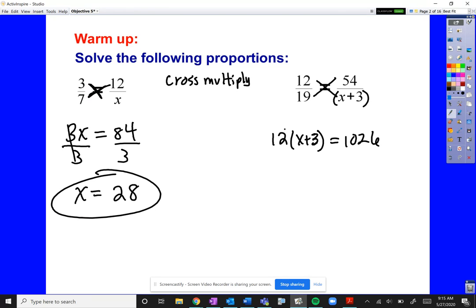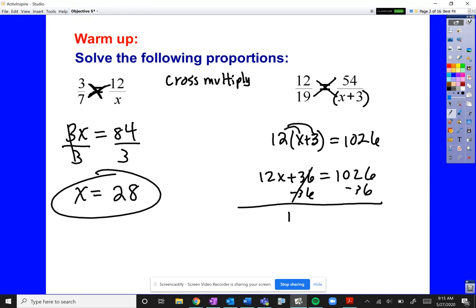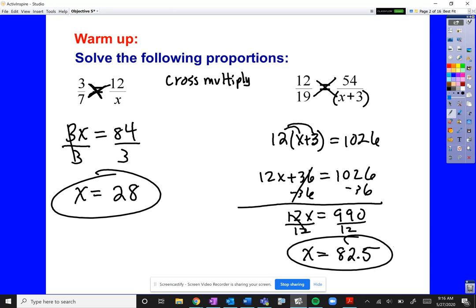Okay, so we got to do a little distributing. 12x plus 36 equals 1026. Let's get that x term by itself. 12x equals 990. And we got to solve for x. Divide both sides by 12, which again, I got a handy dandy calculator, 82.5. Okay, so getting back into proportions, they're going to come back up in this objective and the next one. So that's why we're warming up with them here.